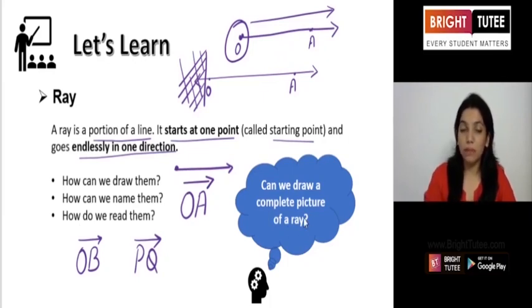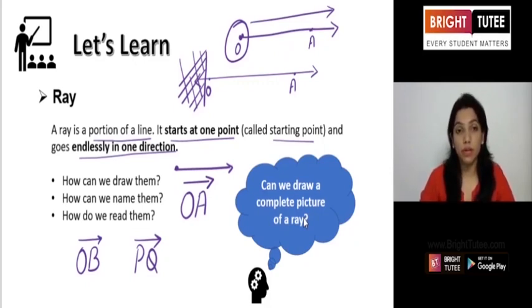Now, can we draw a complete picture of a ray? Think about this. We discussed earlier in the same class that we can draw a complete picture of a line segment. Then we learned that we cannot draw a complete picture of a line. Why? Because a line goes endlessly in both directions, the opposite directions. Now comes the ray. What do you think? Can we draw it? I hope you know that the answer is no. We cannot draw a complete picture of a ray. Why? Because even though it is starting at one point, it is going endlessly in the other direction. So we can never draw the complete picture of a ray.